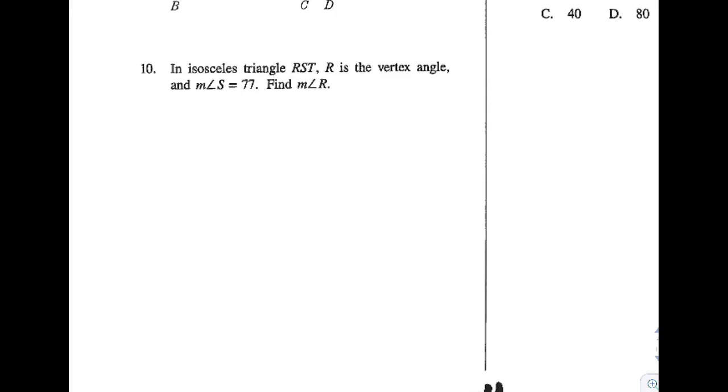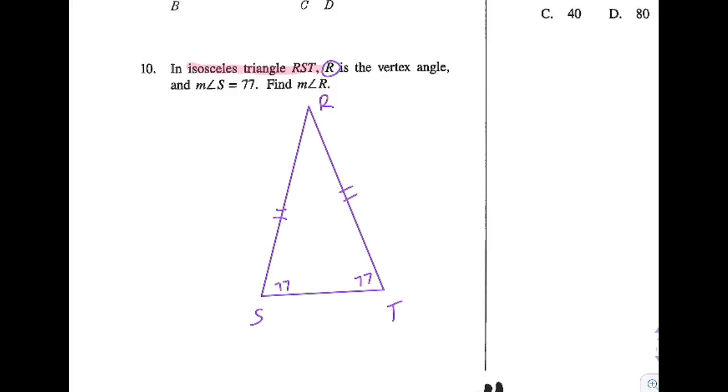And number 10, no picture, so you have to draw it yourself. Isosceles triangle RST. An isosceles triangle just has 2 sides that are the same. It says R is the vertex angle, so R has to be up there. And S and T really don't matter. Angle S is 77. Well, that means T has to be 77. 77 and 77 add up to 154. The only angle left would be 26. There's angle R.